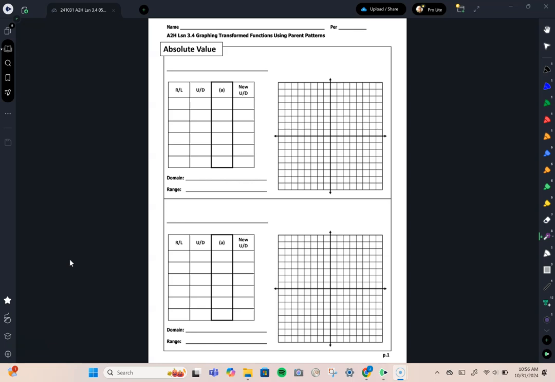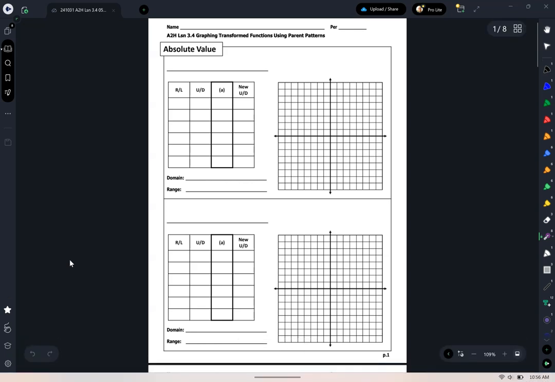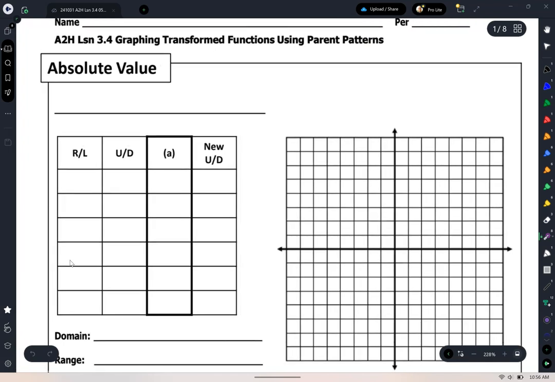All right. So what I mentioned in my sum up to where we're going with this last lesson in this section is we're going to be looking at graphing these a little bit differently. We're going to be using what's called a parent pattern for these particular functions. So let's start. You'll notice that I have a table up here, but the table is labeled a little bit odd. We have this R and L, which is going to be our right and left shift. This U and D is going to be our up and down shift. Here you can see we have a times by A, and then we have a new up and down shift. I'll explain as we go along.